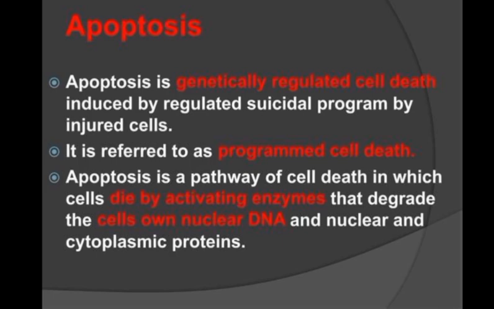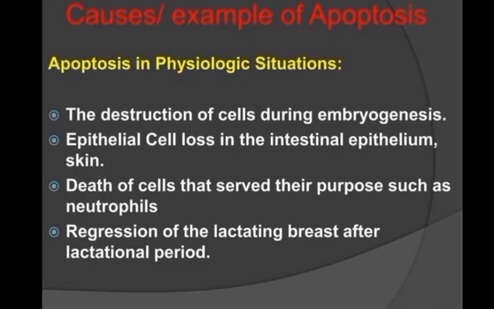Apoptosis means programmed cell death. It is generally regulated cell death induced by a regulated suicidal program of the injured cell. It is referred to as programmed cell death. Apoptosis is a pathway of cell death in which cells die due to the activation of enzymes that degrade the nucleus and its DNA, and then the cytoplasmic proteins.